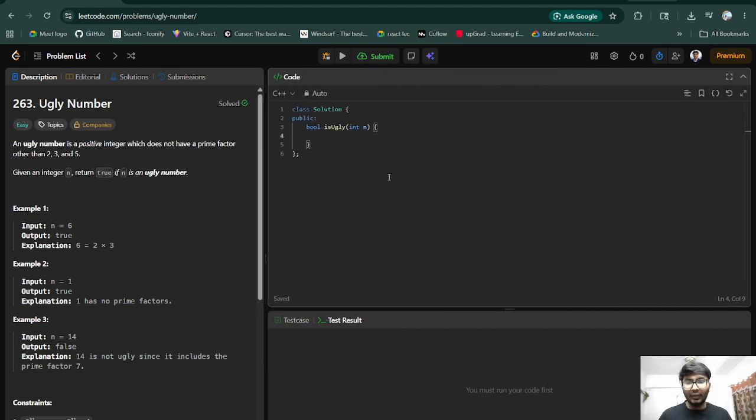Okay, what we are going to do here is write an if condition for checking whether the number is greater than 0 or not. So let's write a condition: if n is less than or equal to 0, then we need to return false because we cannot check anything inside that.